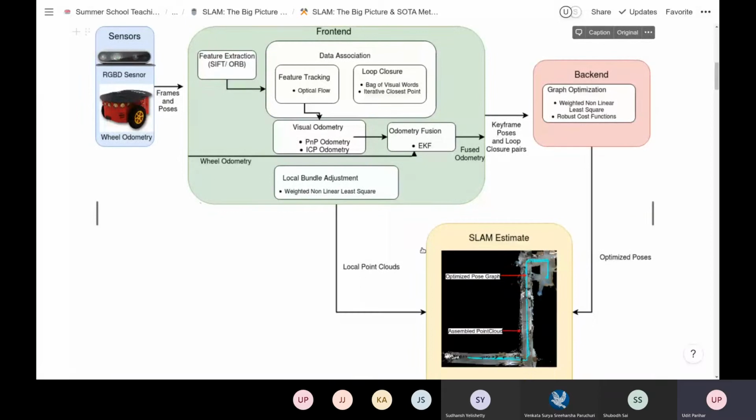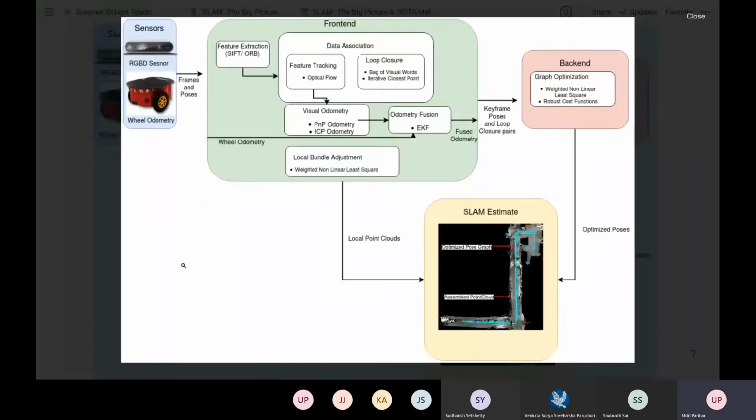This picture tries to represent the complete SLAM pipeline used by most of the state-of-the-art SLAM systems. There might be some parts which are used in one SLAM system and other parts which are used in other systems, but this pipeline represents most of the complete SLAM system.